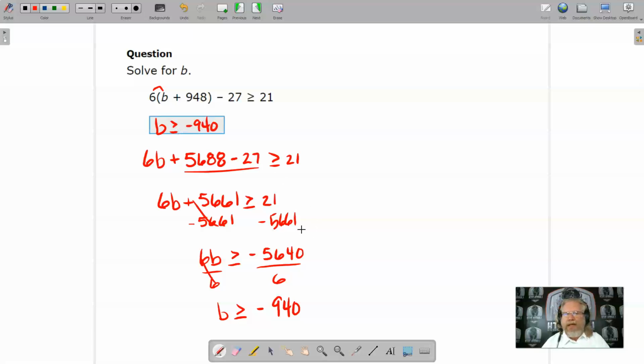So on these big numbers like this, feel free to use a calculator. And I really like these graphing calculators if you could get one.